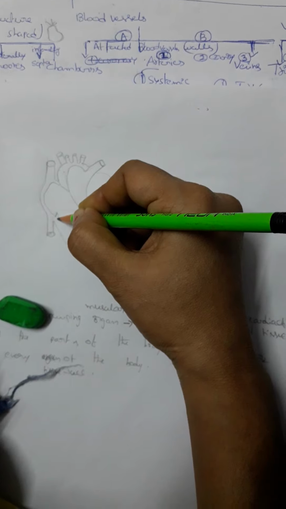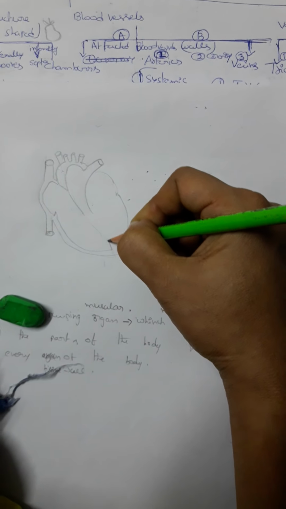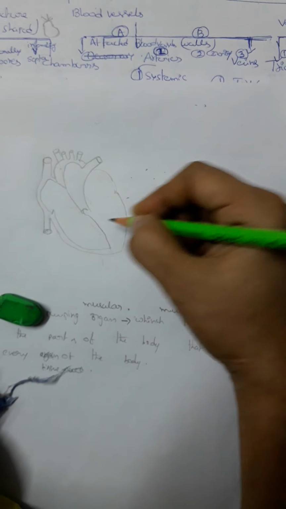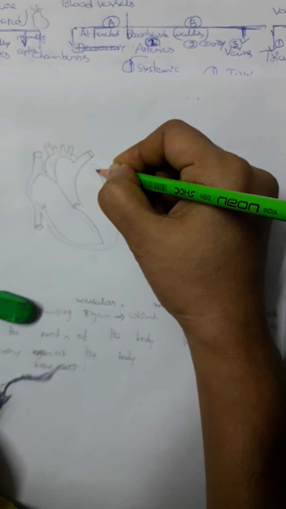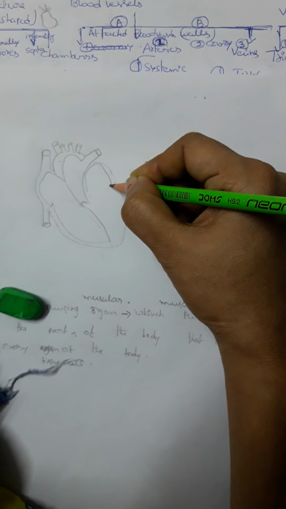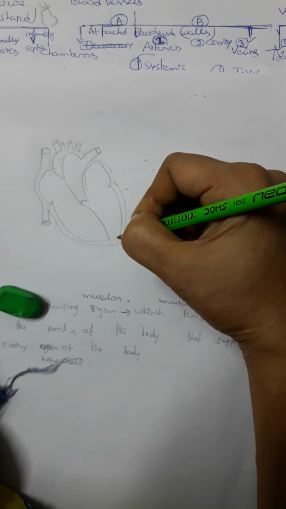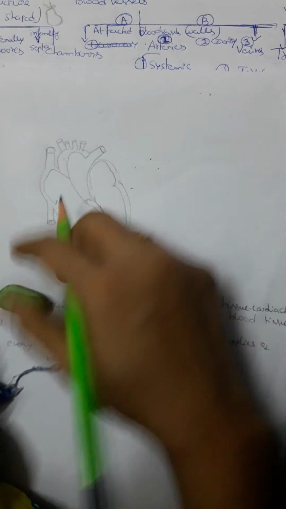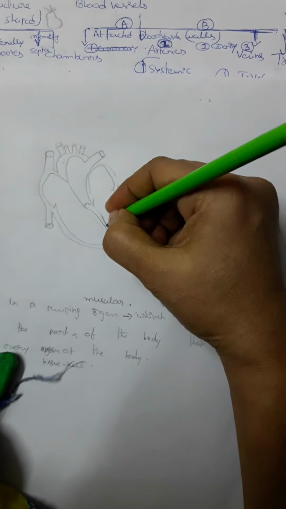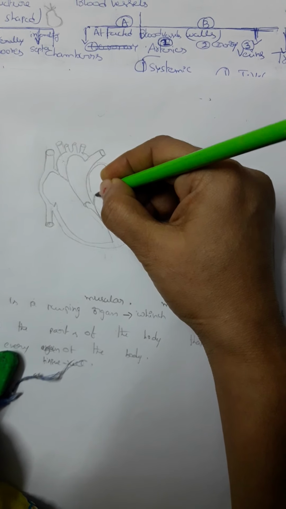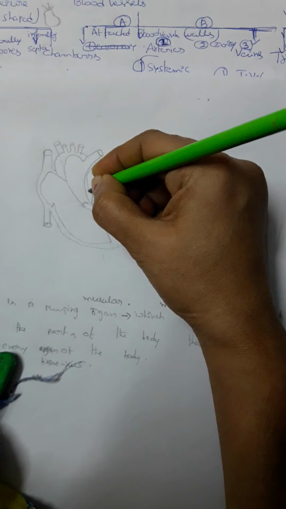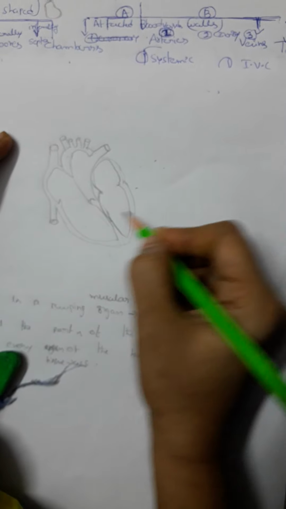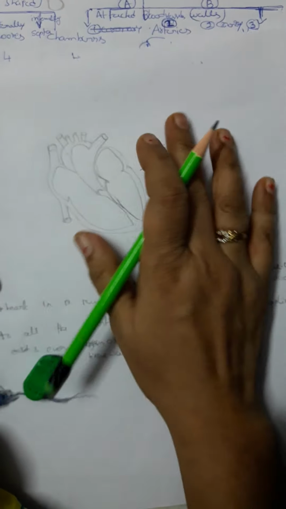Right auricle, right ventricle, and left auricle, left ventricle. So right auricle, right ventricle, left auricle, left ventricle. So this is how you have to draw.